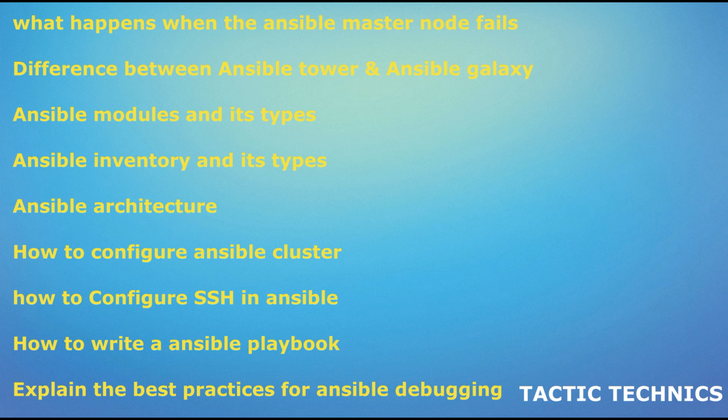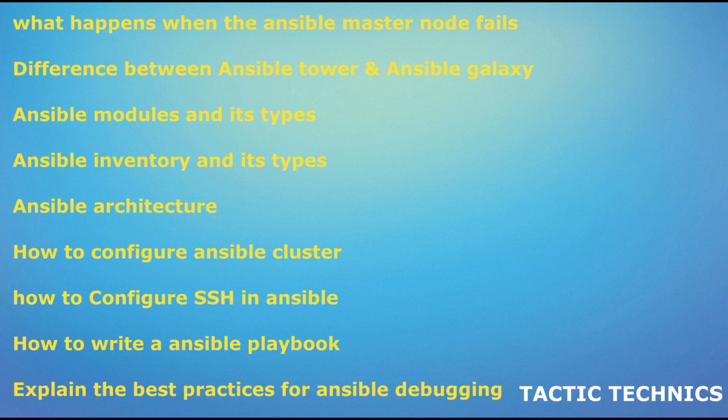Run the playbook. To run the playbook, use the ansible-playbook command, followed by the name of the playbook file. For example, ansible-playbook myplaybook.yml. This will run the playbook and execute the tasks on the managed nodes defined in the inventory. The output of the playbook will show you the results of each task, including any errors or failures.